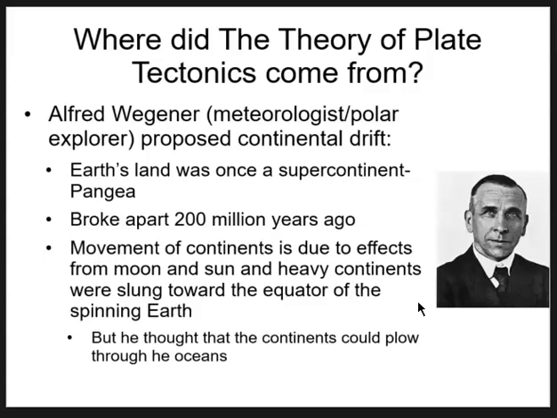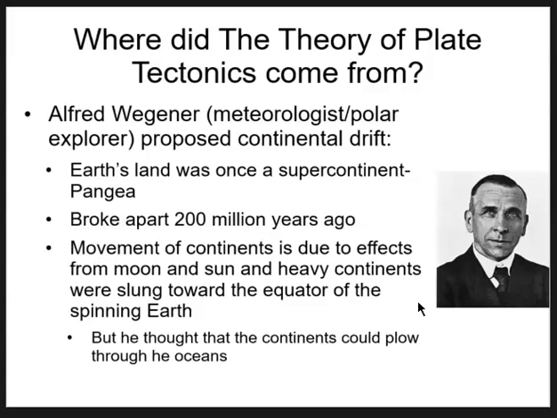scientist who started to propose ideas of how this could be happening was Alfred Wegener, and he was a meteorologist and a polar explorer, and he proposed the concept of continental drift, which essentially says that the continents just drift along the planet. He didn't really have a great explanation for it, but he did identify that there was a supercontinent that he named Pangaea, which means all Earth.